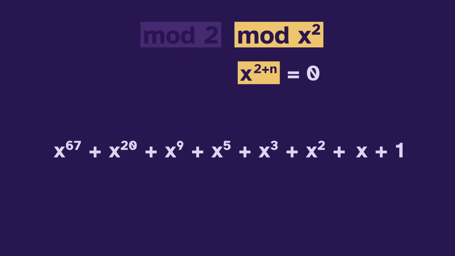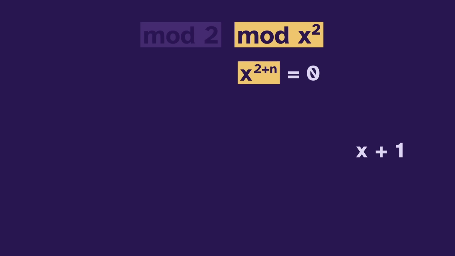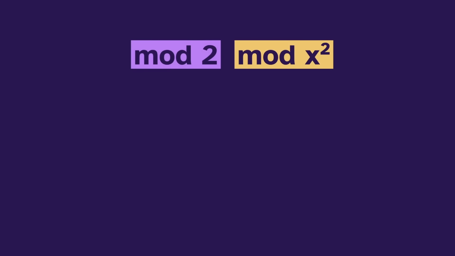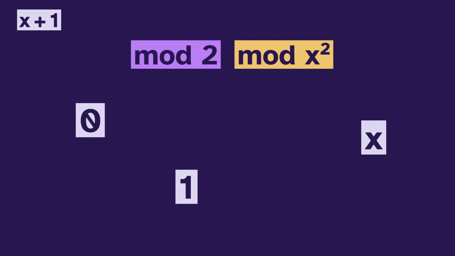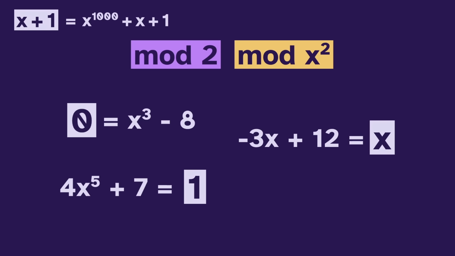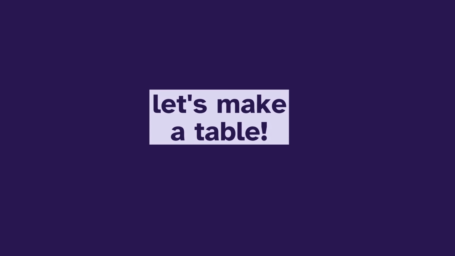So that's mod 2. Now let's apply mod x^2. This means that x^2 equals 0, which also means that x^3 equals 0, and x^4 equals 0, and any higher power. So in some polynomial, all of the higher powers disappear, and we're left with just x and 1. This system only has 4 distinct elements: 0, 1, x, and x plus 1. Any other integer polynomial will be congruent to one of these. So now that we know the elements, let's make a table.